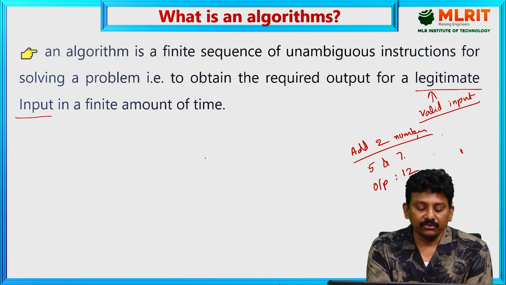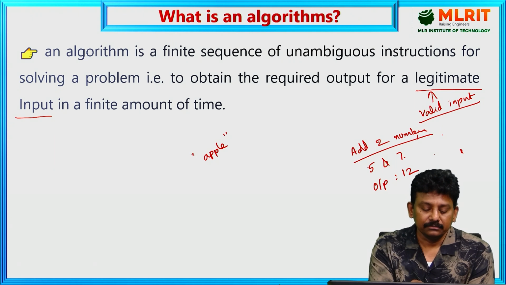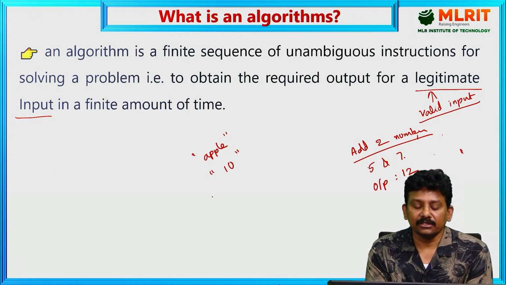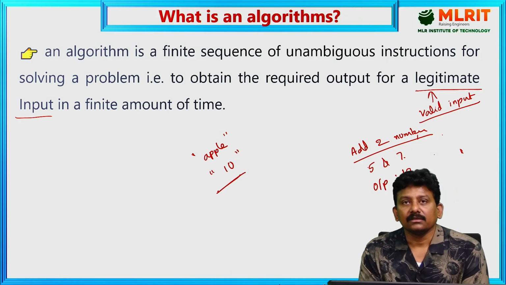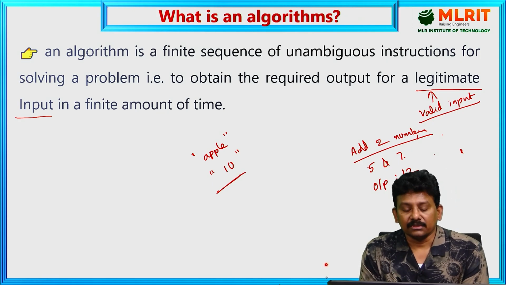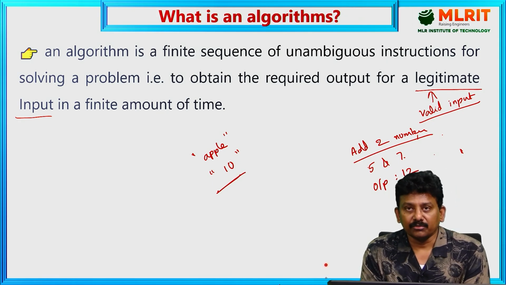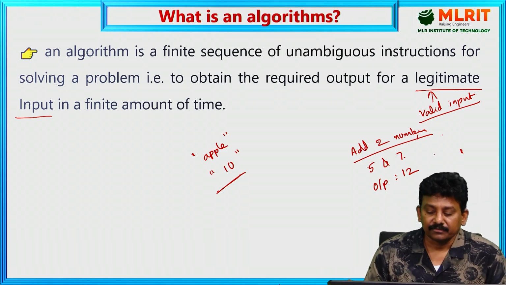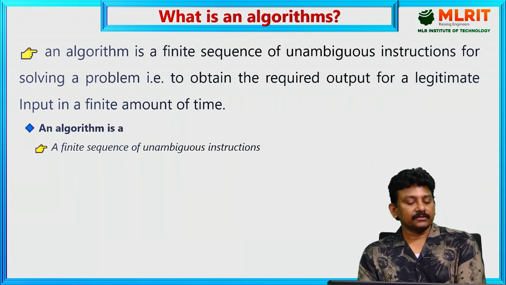Otherwise, if you give one input as apple and the other input as 10, this is invalid input. The algorithm is expecting 2 numbers. So this is the formal definition. We'll see this formal definition step by step.